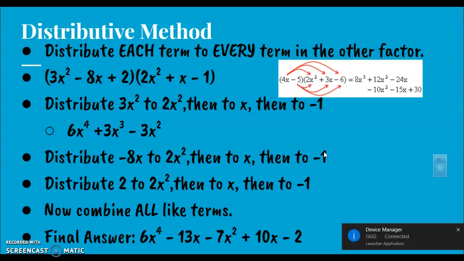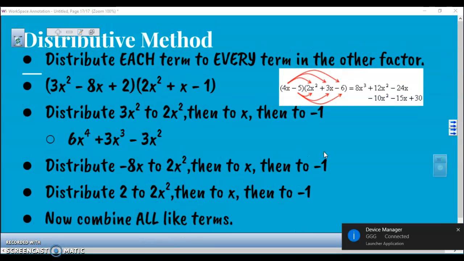Next would be the distributive method. It is the same thing as the FOIL method, except this works if you have more than two terms. The FOIL method only works for a binomial with two terms times another binomial with two terms. So with the distributive method, we will distribute each term to every term in the other factor. Remember, this is multiplication, so this is one factor, this is another factor.